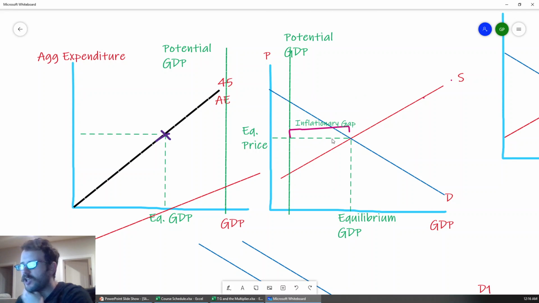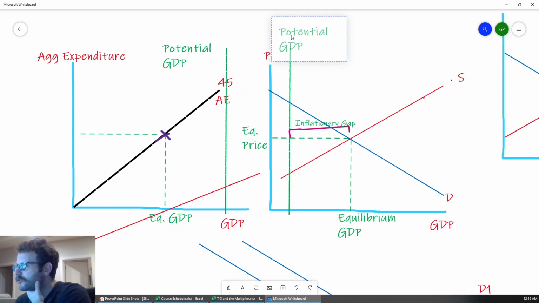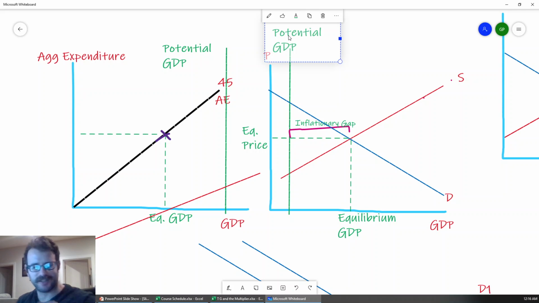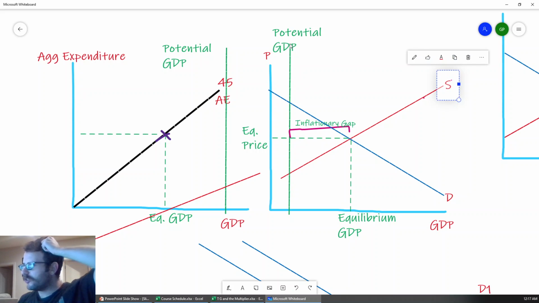So there's your inflationary gap. All right. And what happens in an inflationary gap? Consider your potential GDP almost, not even almost, like a long-run aggregate supply curve. This over here is your short-run aggregate supply. This is your long-run aggregate supply. Why can it also be seen as a long-run aggregate supply?